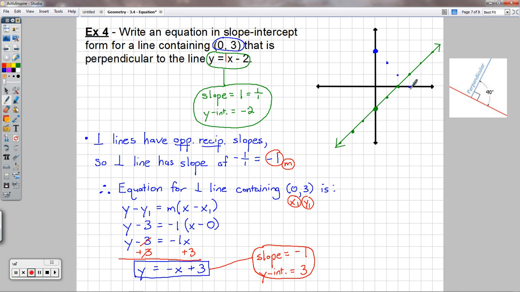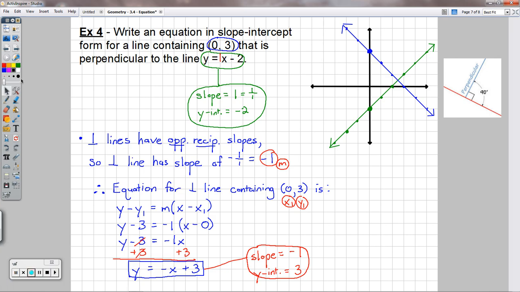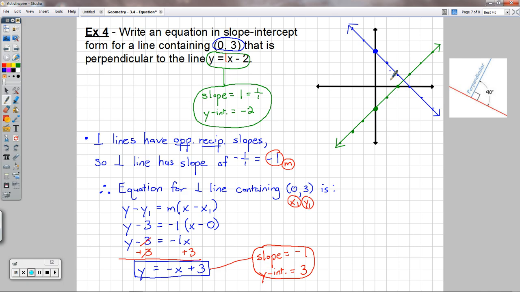That pattern continues going this way. And if you went up 1, you'd have to go left 1 instead. So let's connect all those points with a blue line. Yep, got it. So blue. There is my perpendicular line containing the point (0, 3) that is perpendicular to the given line in green there. So this angle right here would be perpendicular.